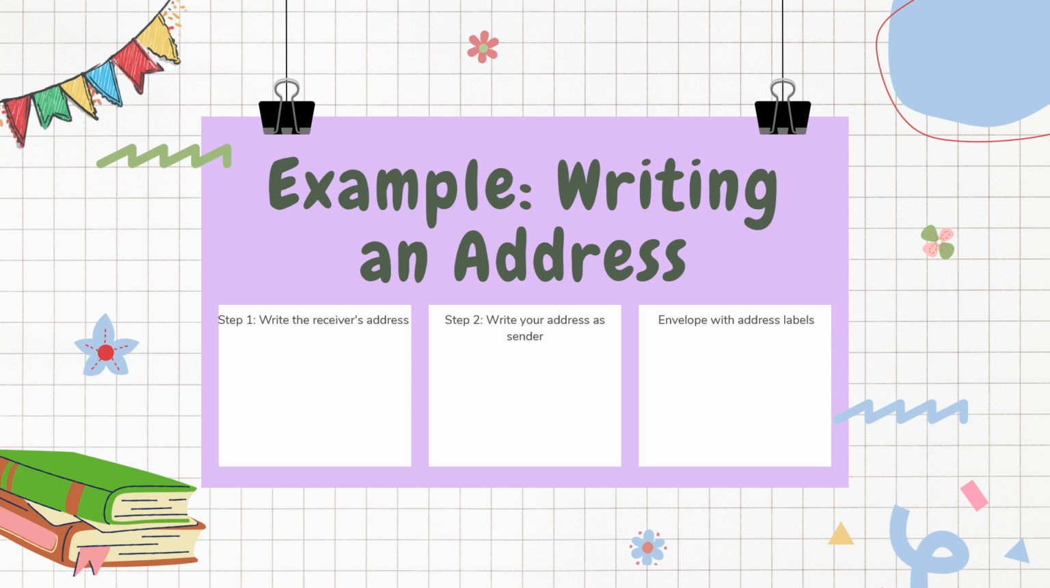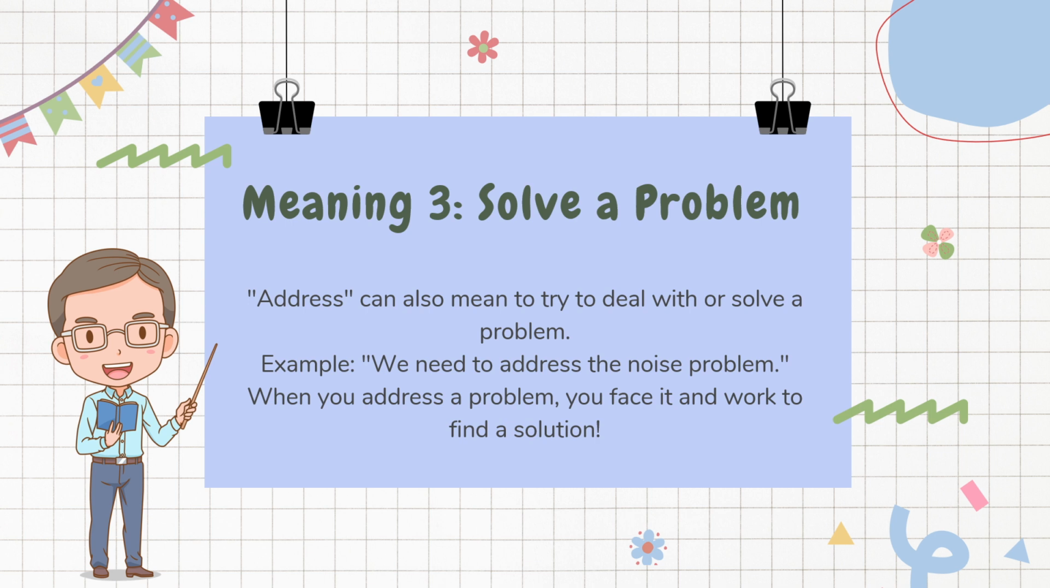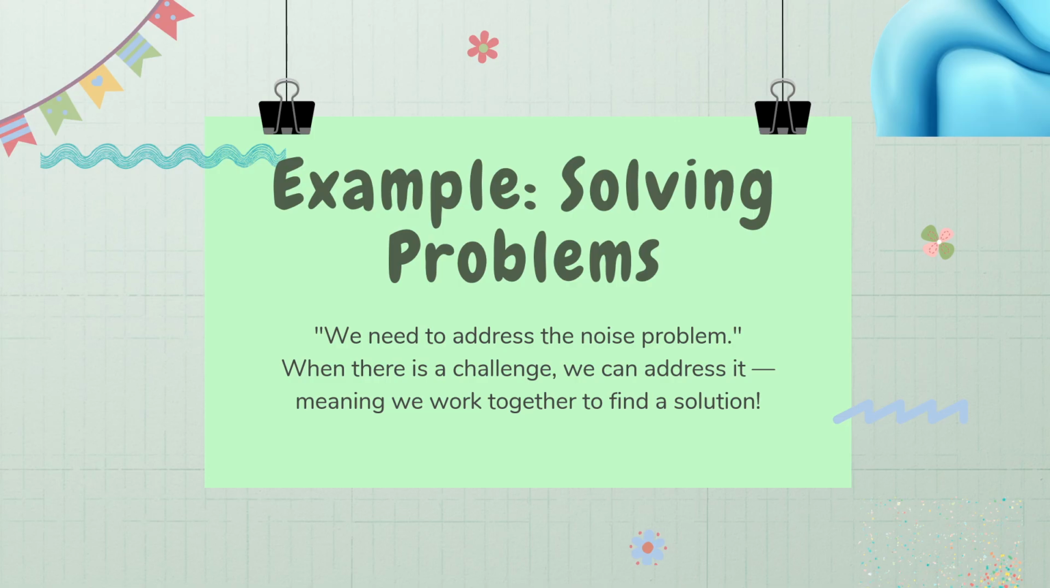When you write a letter, you need to address it correctly. This means writing the receiver's address on the envelope so the letter reaches the right person. You also write your own address as the sender. The third meaning of address is to deal with a problem or try to solve it. When we address a problem, we work on finding a solution. For example, if there is a noise problem in your building, you might say, we need to address the noise problem. This means we need to find a way to fix it.